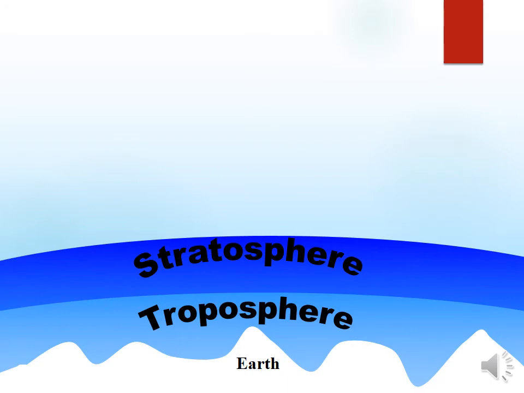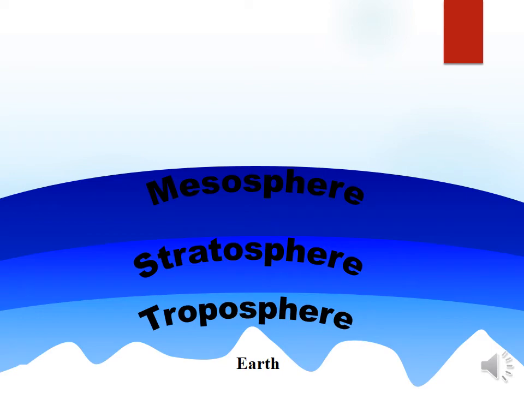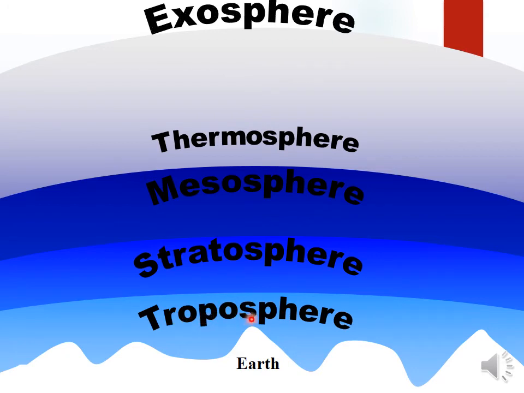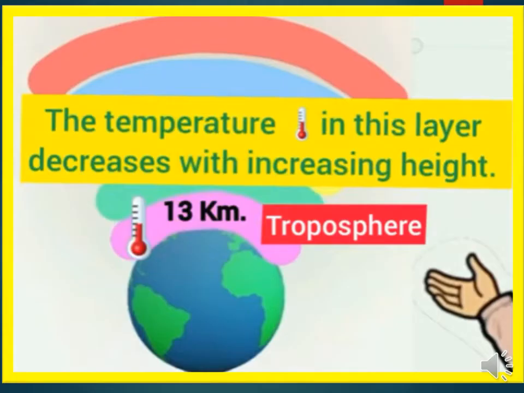The next layer is the stratosphere. The third layer is the mesosphere. The fourth layer is the thermosphere. And the fifth layer is the exosphere. And after that it is outer space. Now children, let us go into detail about each layer of the atmosphere.